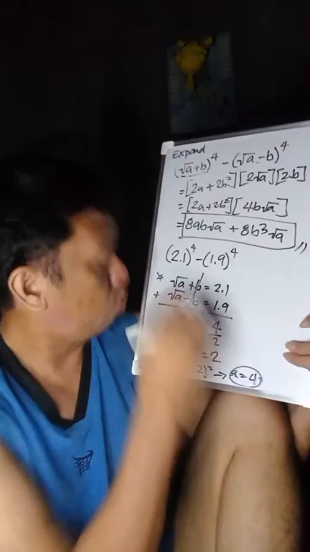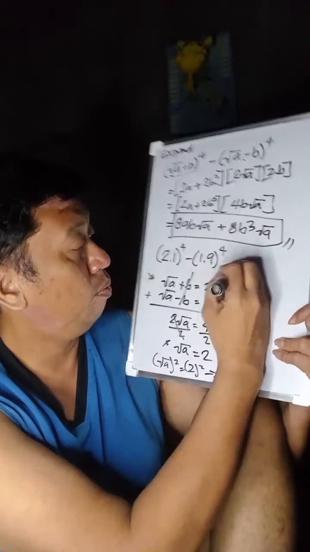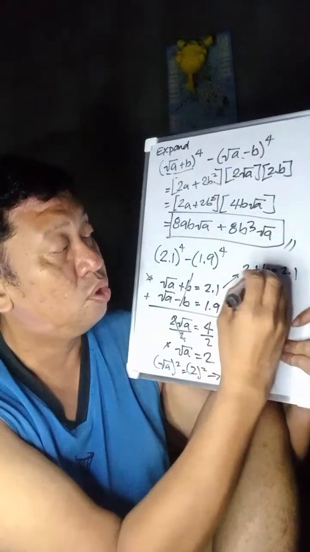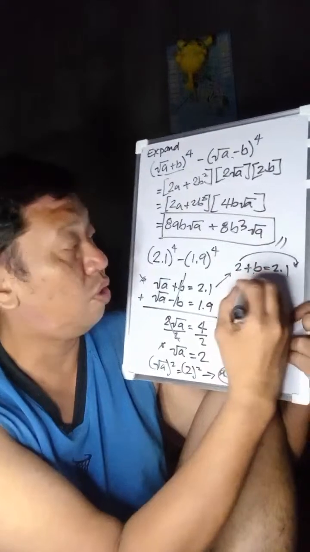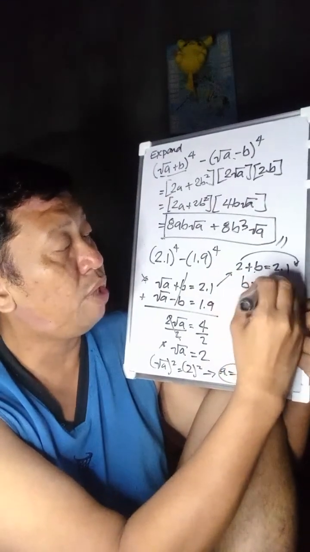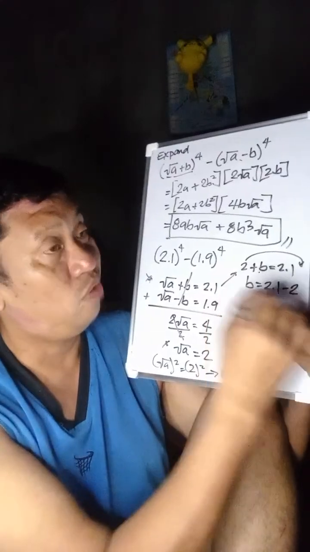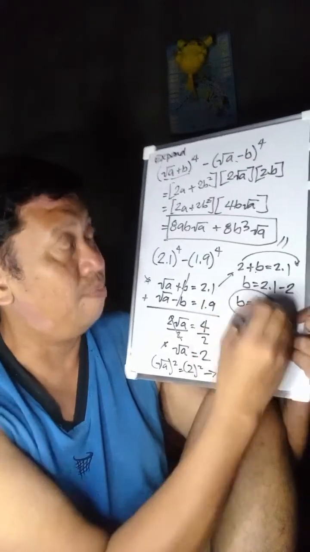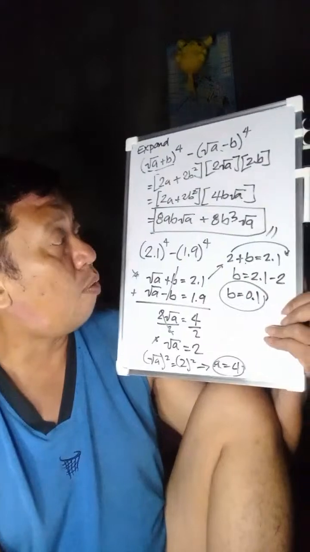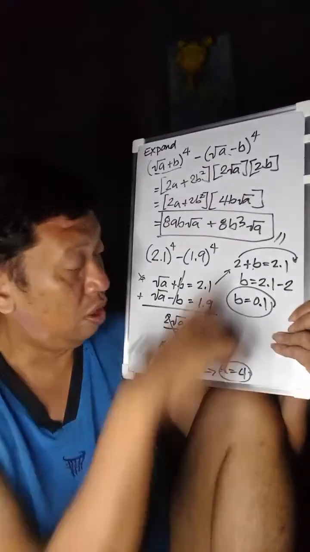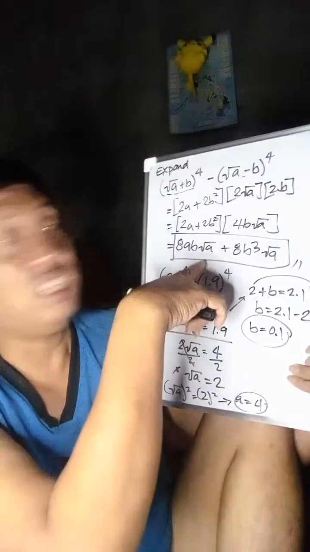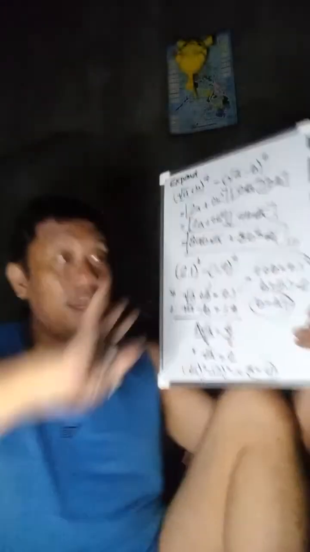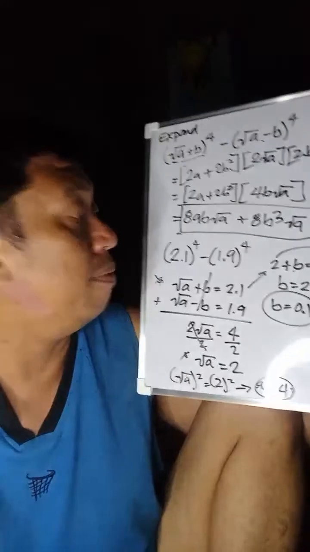So you have the square root of a, which is 2, plus b is equal to 2.1. So for b, we transpose 2 here. So you'll have b is equal to 2.1 minus 2. So obviously we can compute this one. So b is equal to 1/10 or 0.1. Now that our values are obtained, we can now use these for this expression. Quite ingenious, right? Take note, I'm not using a calculator for this problem.